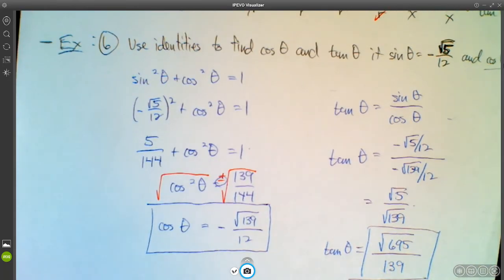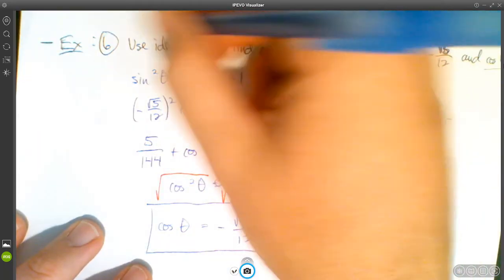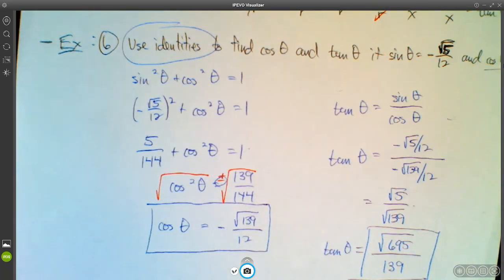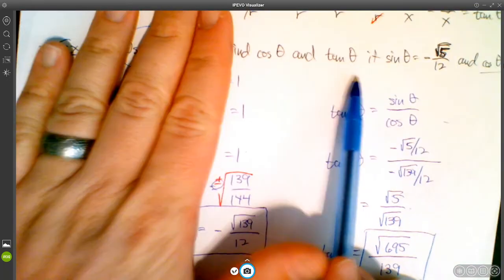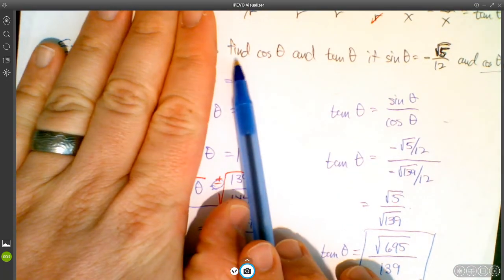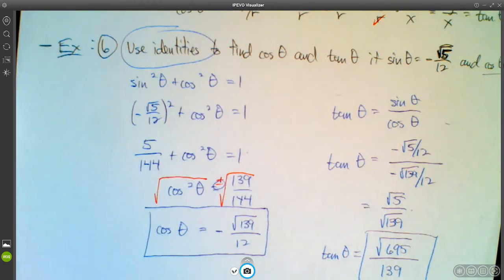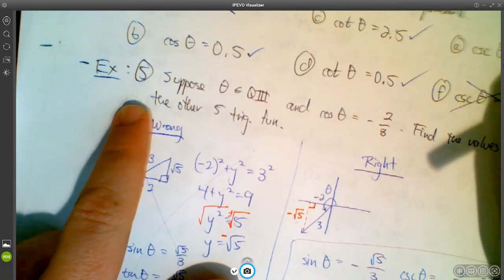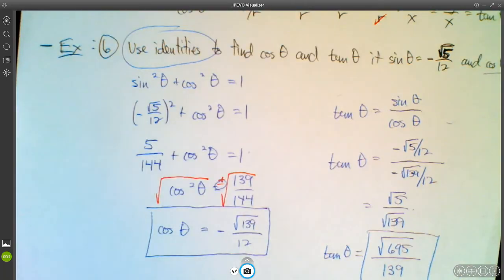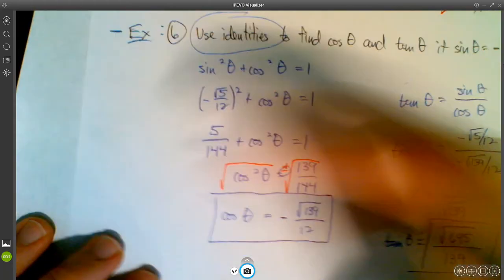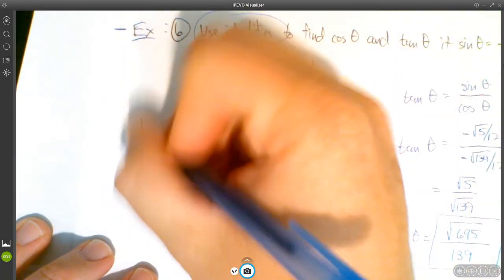Again, you didn't have to. The reason we solved this using identities is because the directions told us to do so, right? They told us explicitly to use identities to do this. But if you weren't told that, if you were just told to find cosine theta and tangent theta, then you totally could have done this the same way that we had done number 5. The trick is to make sure that you're drawing theta in the correct quadrant. So let's just practice doing that, right?